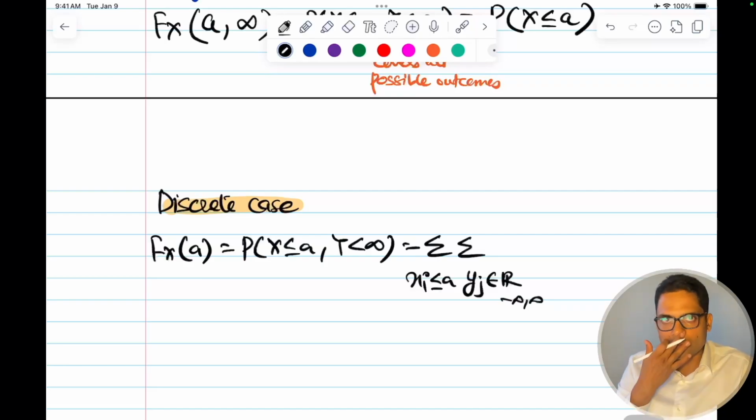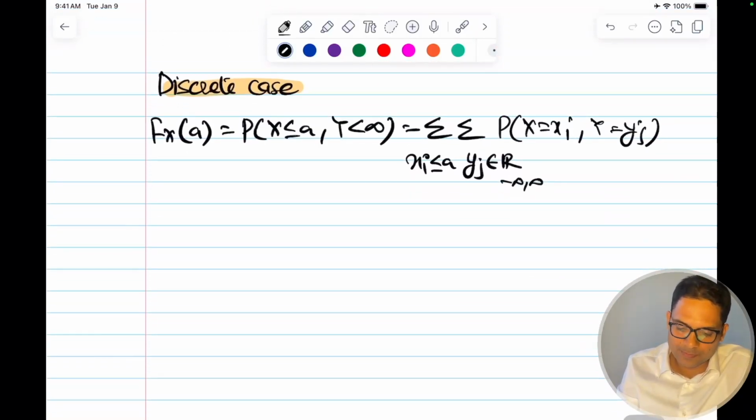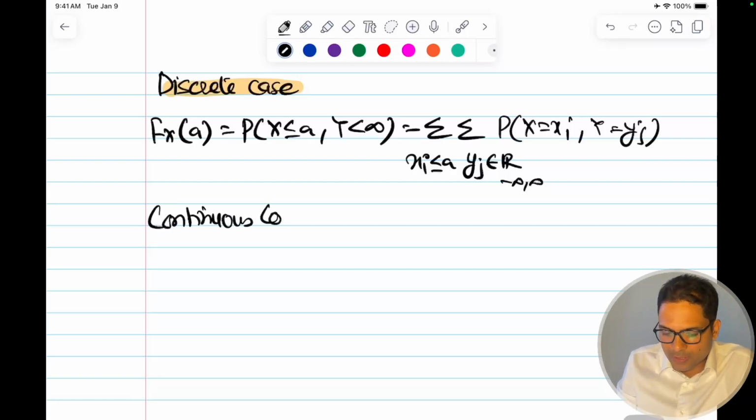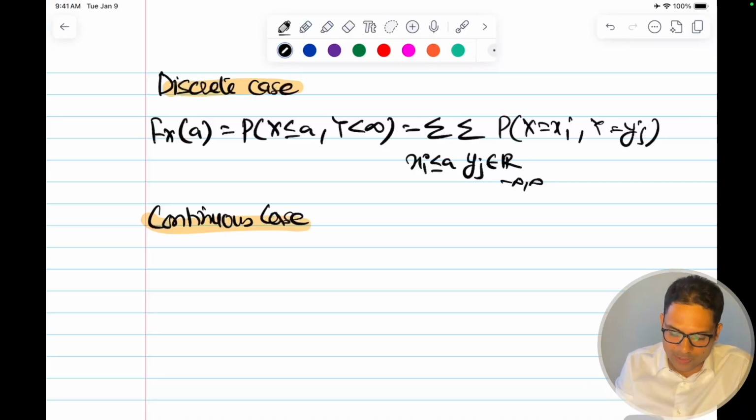It belongs to R, the complete real number range. And same thing, x is equal to xi, comma, y is equal to yj. This is your discrete case. I hope this is clear. Next one, continuous case. So these are all symbols or notations, so that you get familiar with these notations. And maths is nothing but symbols, right? So get comfortable. While I'm writing it, I'm also telling you the English interpretation of that.